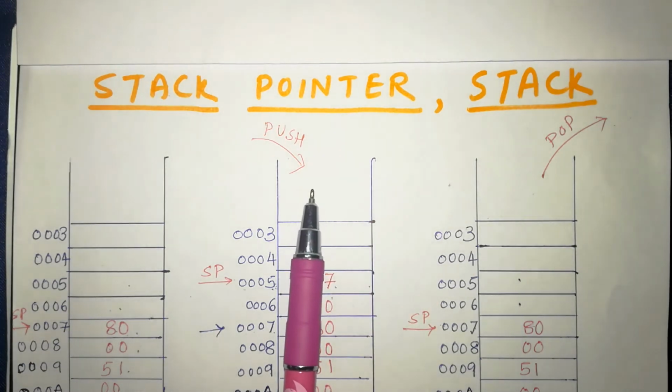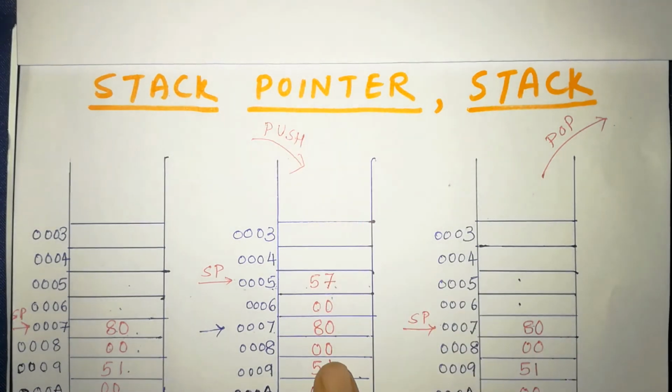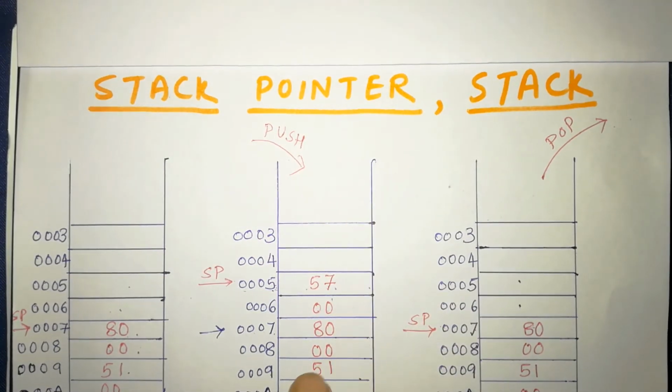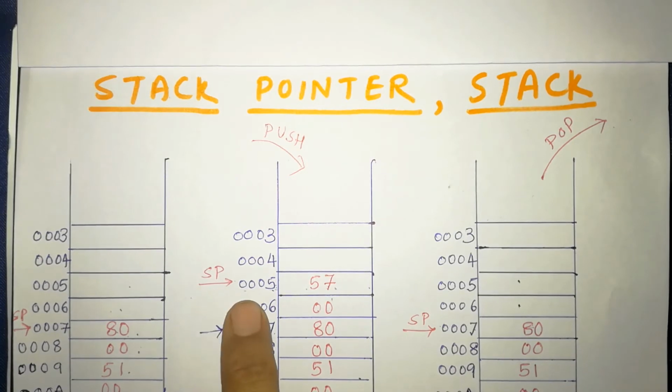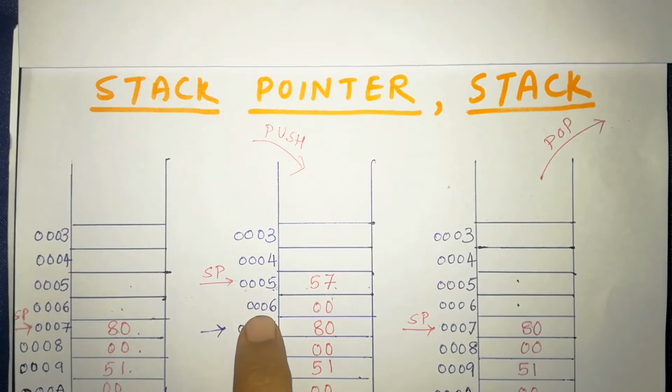Here is the push operation. When data is filled into the stack, it is push operation. As the data is pushed into the stack, the top of the stack is shown by stack pointer. It will be decreased by 2. Though the stack pointer will go high, it will get decreased by 2.